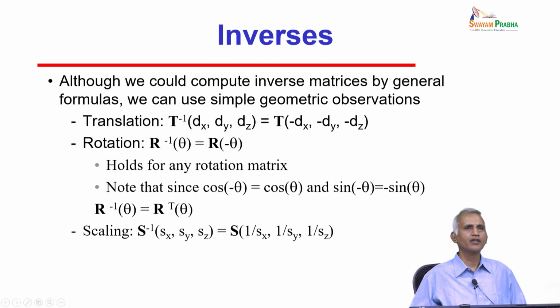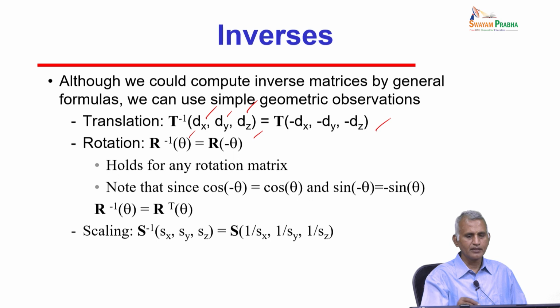And then coming to the point of inverses, although we could compute the inverse matrices by the general formula, we can use a simple geometric observation. Call it a translation. The inverse of T of dx, dy, dz can be written as T of minus dx, minus dy, minus dz. So, this represents the translation from domain to codomain, and we also notate it like this. Suppose we have a rotation, R inverse of theta, then we have R of minus theta. So, this holds for any rotation matrix.